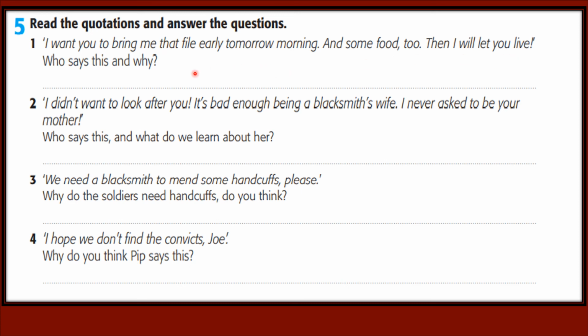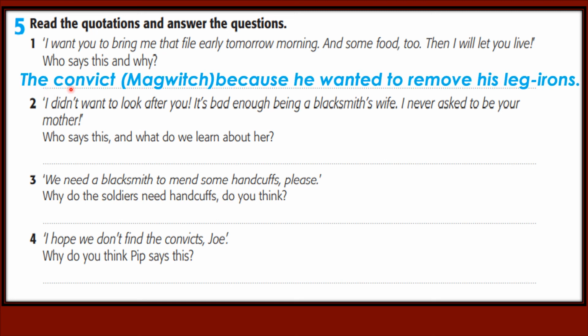أنا هتركك تعيش. مين اللي قال الكلام ده ولماذا؟ And of course I'm sure you know it was the convict اللي هو ماجويتش، هو السجين الأولاني. Okay, الهارب. Because he wanted to remove his leg irons. ليه؟ لأنه كان عايز يزيل اللي هي الأصفاد اللي في رجليه. And by the way, this sort of question is expected to be in your final exams. Okay? You may have questions like these. طبعا متوقع ان نوعيه الاسئله دي تجي لك في الاختبار النهائي، لذلك لازم تكون عارف how to answer such questions.